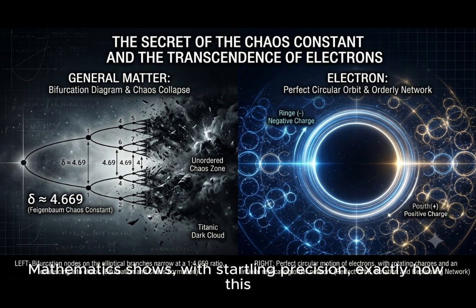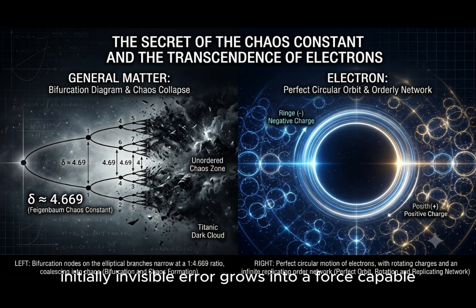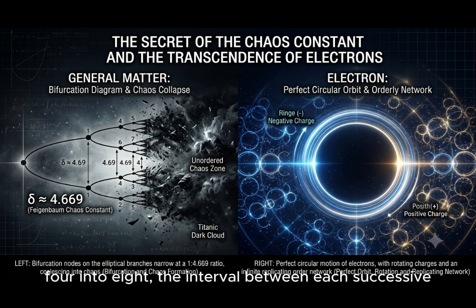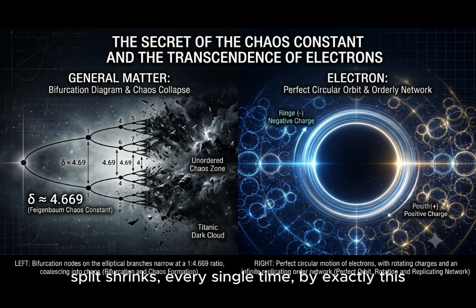Mathematics shows, with startling precision, exactly how this initially invisible error grows into a force capable of tearing an entire existence apart. The number is 4.669, known as the Feigenbaum constant. It shows that as one flow splits into two, then those two split into four, then four into eight, the interval between each successive split shrinks every single time by exactly this same factor.